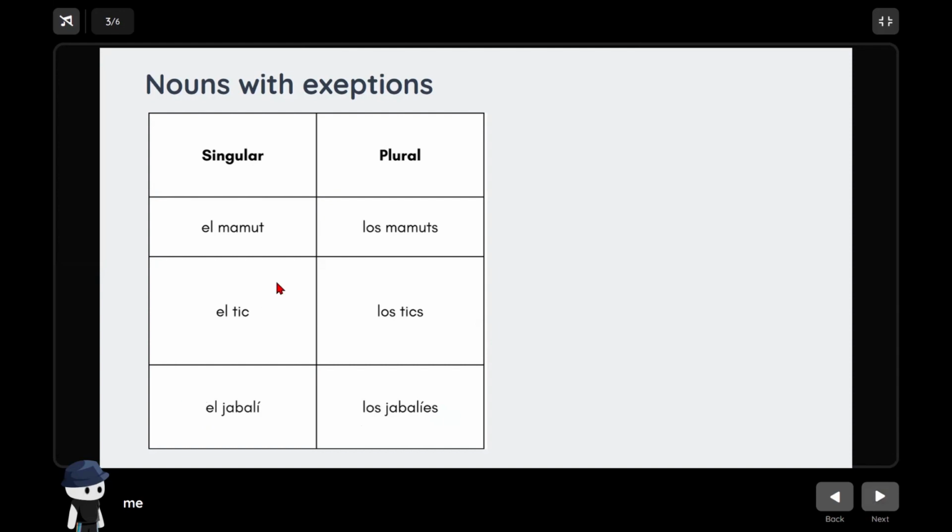Now, these aren't words that you're going to be using on a day-to-day basis, not really. El mamut means mammoth. El tic means tick, of course, and then el jabalí means pig, specifically a wild boar or a wild pig. So these aren't words that you would use in your daily vocabulary. It's just nice to know that they do exist and there are some exceptions out there, so that you can be aware of.